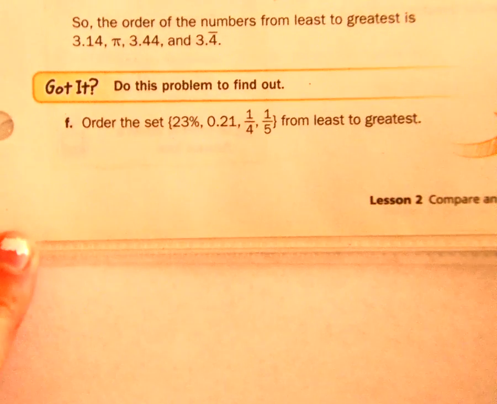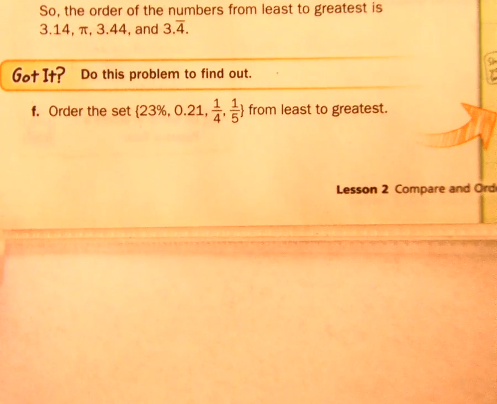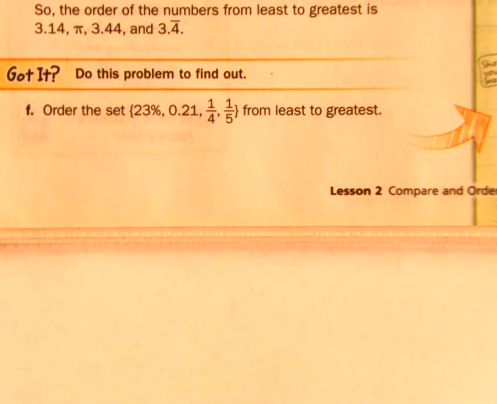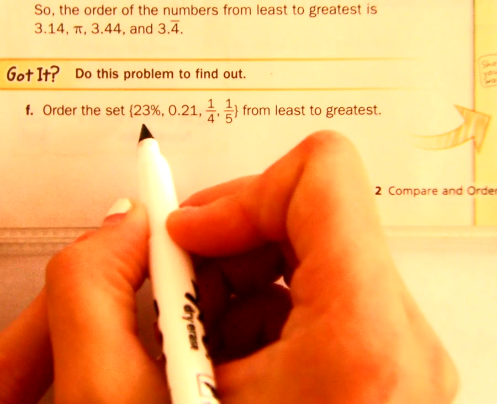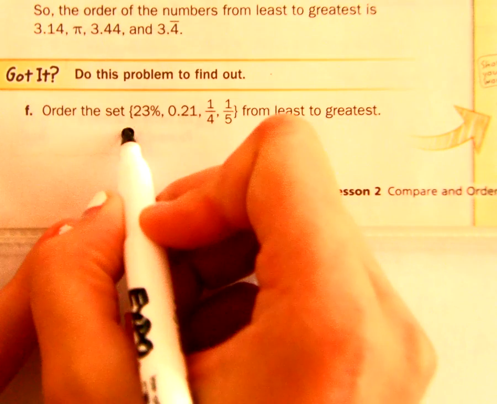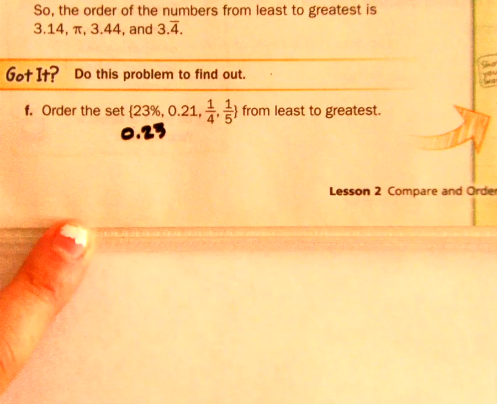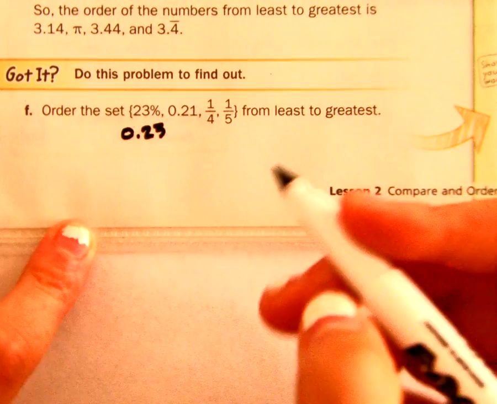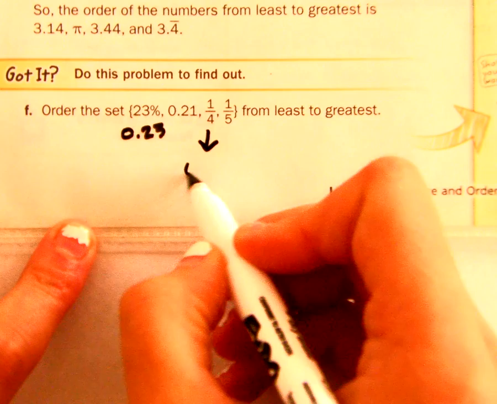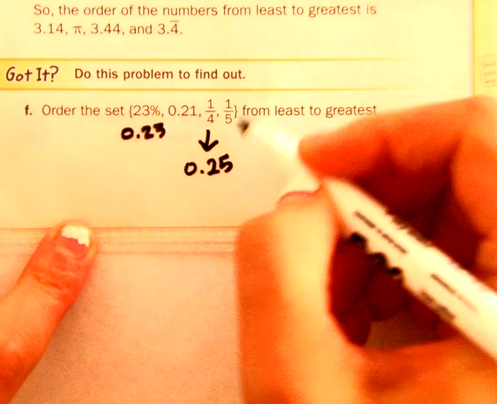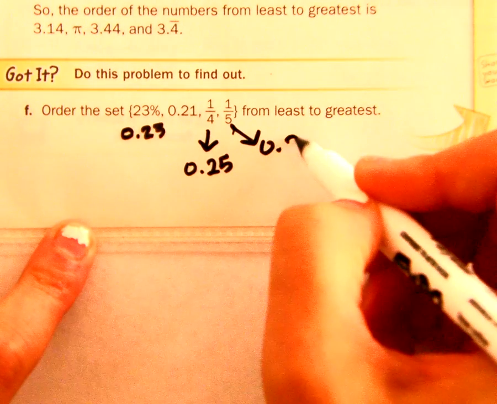So if we look at letter F, it says order the set 23%, 21 hundredths, 1/4, and 1/5 from least to greatest. Again, when I order, they have to be in the same form. I have a percent, a decimal, and a fraction here. I have to pick one of those forms. Which form do I like? Well, I like to use decimals. So I'm going to change 23% to a decimal, which would be 23 hundredths. Then I have 21 hundredths, 1/4 as a decimal, it's 25 hundredths, and 1/5 as a decimal is 2/10.